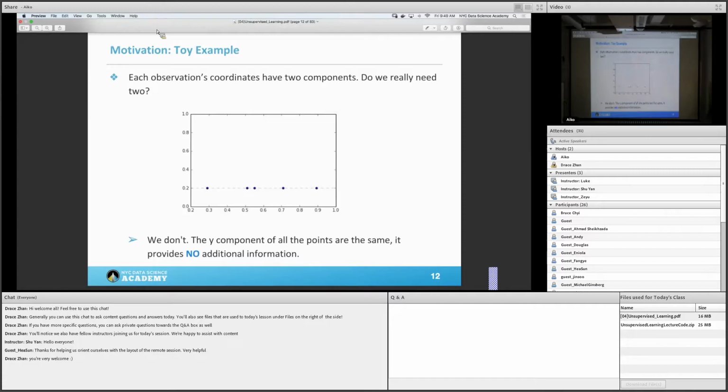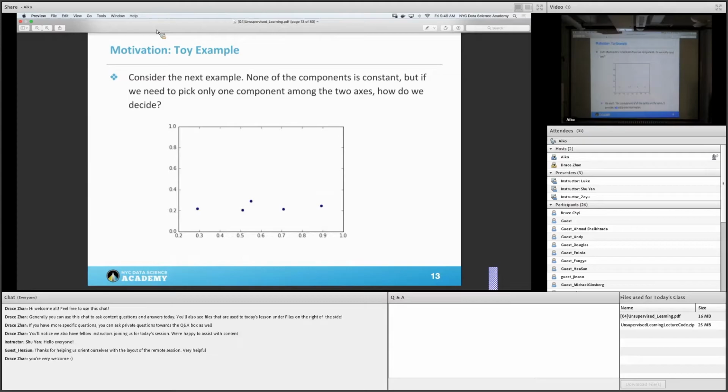Because this second axis, even though it's there, contains no additional information. Therefore, it's safe to just record this 0.2 as the average, save it, and drop the second column, and only use the first column to do your training. What's the benefit? The original question is a two-dimensional problem, and now it becomes one-dimensional. It's easier to solve.